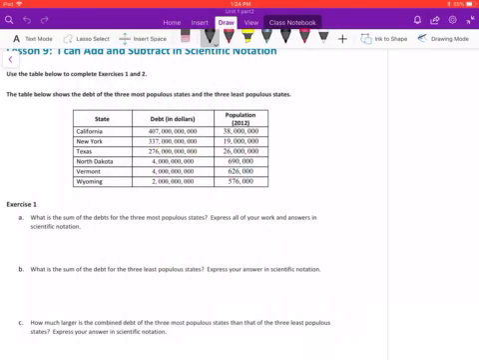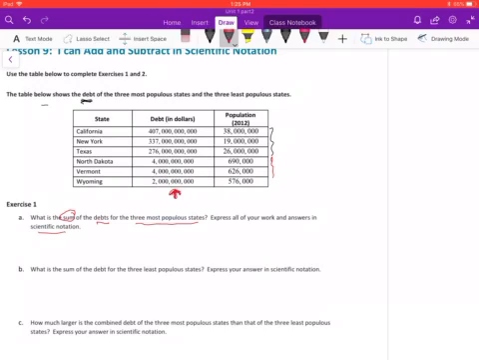So we have this table. It shows the debt, which is money owed, of the three most populous states and the three least populous states. So that's population, most, and these would be the least populous. And this is how much each of those states owes. Sorry, this is U.S.-based, but we're using a U.S.-based curriculum. I do have some Peruvian numbers, which are pretty interesting. Question 1A says, what is the sum of the debts of the three most populous states? Express all work and answers in scientific notation.